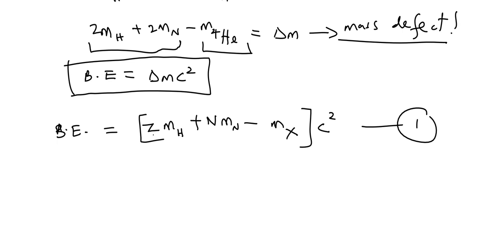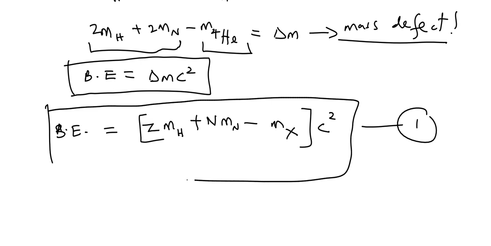So then you now multiply Z by the mass of hydrogen and the neutron number by the mass of neutron, and so on. Okay, so this is a formula that you should be strongly familiar with. I label this as equation 1.